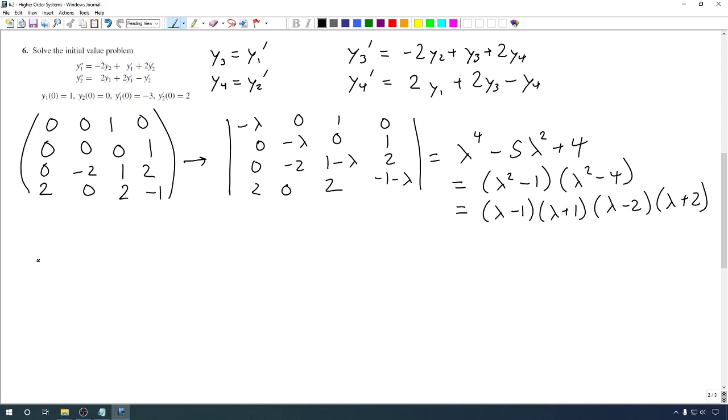So, now we get to go through each one of these 4 eigenvalues of 1, negative 1, 2, and negative 2, and find eigenvectors for them. So, might not be able to fit that all on one page. I'll try to get the first 2 at least. So, our first eigenvalue is 1. We go ahead and subtract 1 to each of our diagonal elements. We have negative 1, negative 1, 0, negative 2. Everything else is the same.